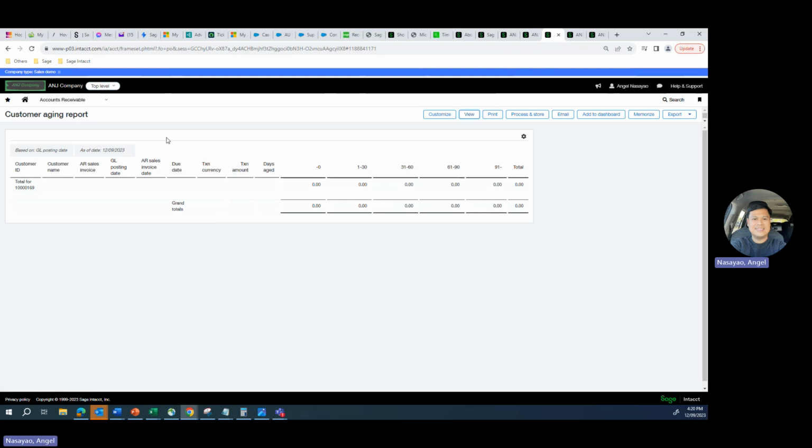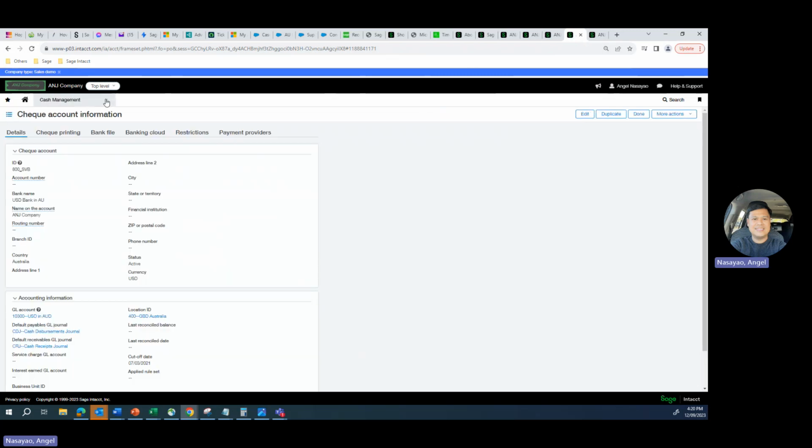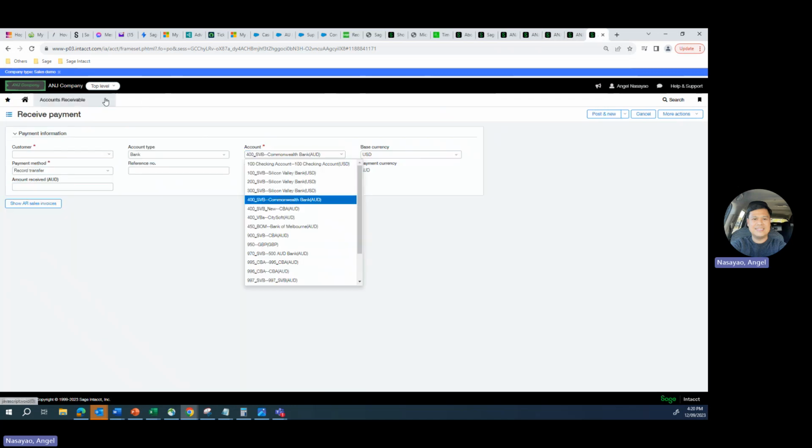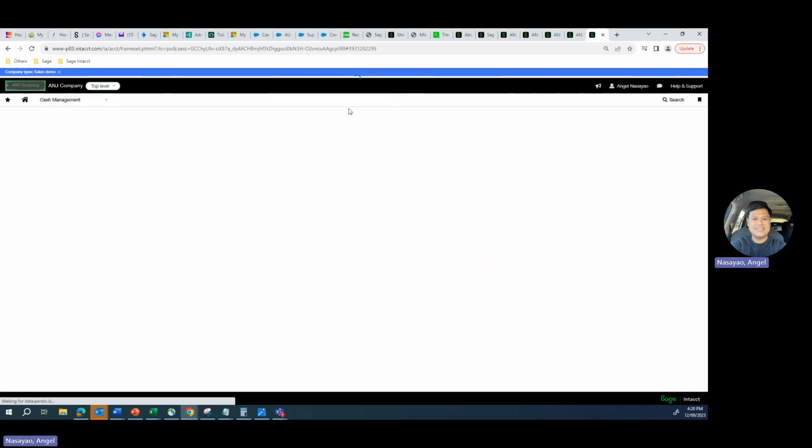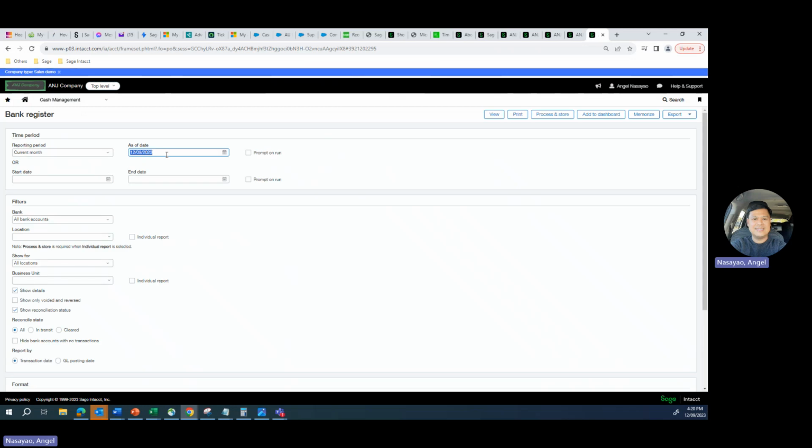So I'm not sure what the customer is actually seeing in here. Could be related to the exchange rate that they've actually used on the invoice. But looking at this one here, the customer aging is already cleared. And more importantly, let's have a look at, we don't want that. Instead, what we want is the cash management. I'd like to see the register. We didn't have any, it's 0 payment, but I just would like to make sure that we're not posting anything at all in the AUD bank account.